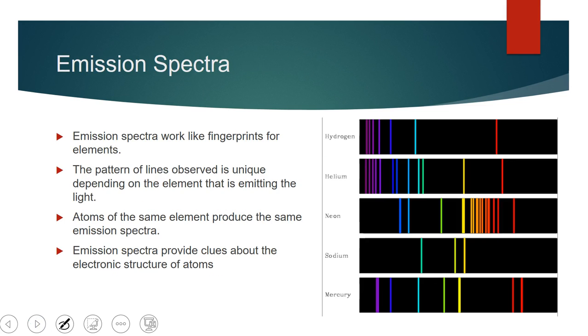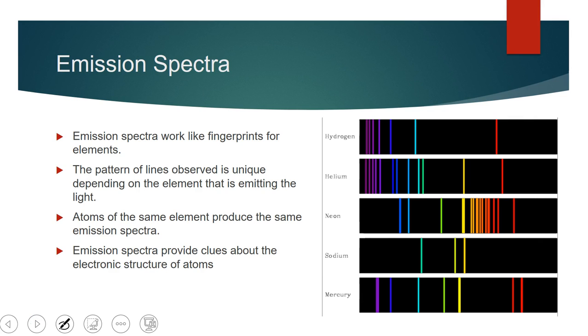So emission spectra are, as I was saying, essentially fingerprints for the elements. The pattern of lines is unique, and each atom of the same element will always produce the same emission spectra, and these provide clues about how the atom is structured and the different energy levels available within each atom.